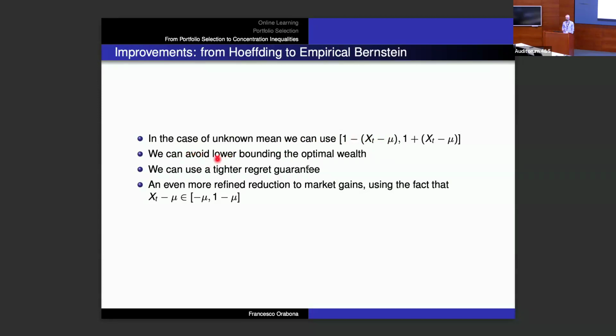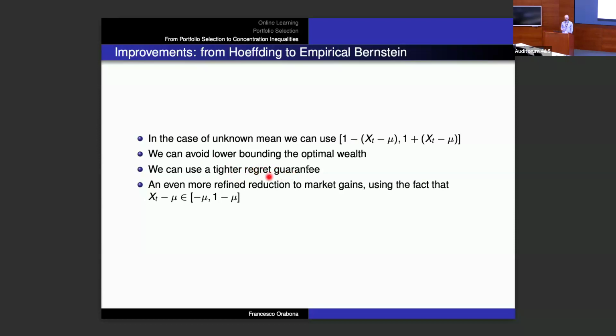The other thing is that we don't have to do the step in which we lower bound the optimal wealth in order to get a nice formula. Let's say that we don't care about nice formulas. Lowering the wealth will give you something manageable, but it for sure will give you a worse concentration. So let's not do that. And the other thing is that the regret guarantee can be improved.